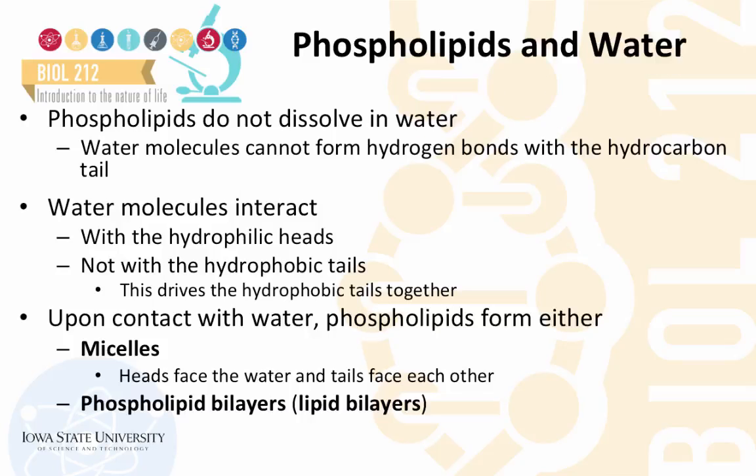Since phospholipids are insoluble in water, they cannot interact with water to form hydrogen bonds with their hydrocarbon tails. The parts of phospholipids that do interact with water are the hydrophilic heads that can form hydrogen bonds with water molecules. Therefore, upon contact with water, phospholipids do one of two things. They either form structures called micelles, where the hydrophilic heads face the water and the tails face the interior of the micelle, or they form phospholipid bilayers, also known as lipid bilayers.